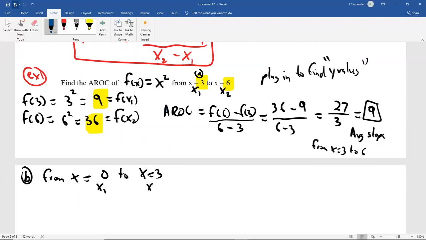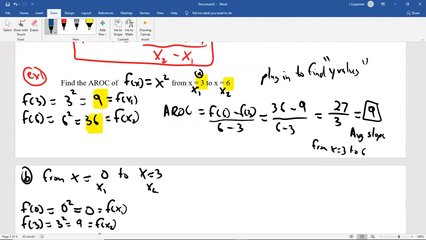I'm calling the 0 x1, that's the 3 x2. So f of 0, that's the f of x1. That's 0 squared, which is coincidentally 0. That's our f of x1. F of 3 we've literally already done. That's 3 squared, which is 9. So that's our f of x2. See, last time I called that f of x1, this time it's f of x2, because last time the 3 was the first point, this time it's the second point.